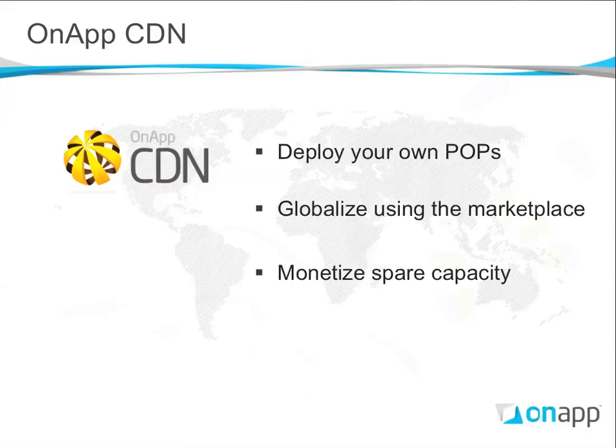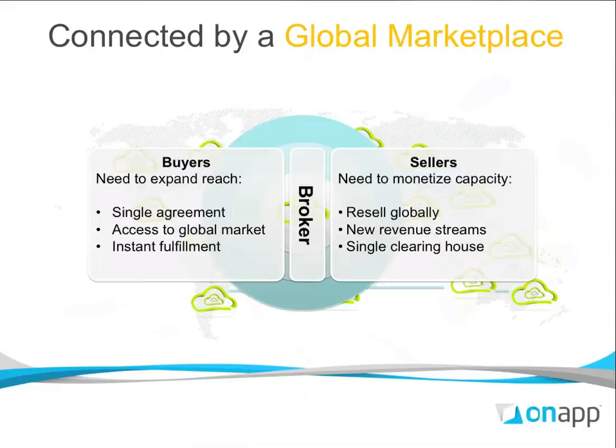So moving on to the next slide, we provide all those core capabilities that a cloud provider needs to deliver a cloud service, but then we connect it all with a global marketplace. So this is how we tie the federation together. The global marketplace consists of buyers. So those are service providers who need to expand their reach. They have a single agreement with us, OnApp, and they get access to a global market with instant fulfillment. So as soon as they buy capacity from another provider, that is instantly fulfilled, and they only have to deal with us, OnApp, as the broker in the middle.